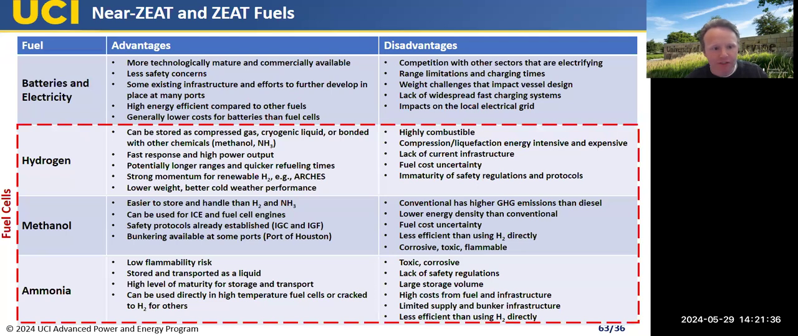On the other hand, hydrogen has a lot of flexibility with how it can be stored, produced, et cetera. Potentially, fuel cells could give you a faster response and higher power output. You could have longer ranges and quicker refueling times. On the other hand, there's safety concerns, both real and perceived. There's a lack of current infrastructure for hydrogen. There's uncertainty with cost, et cetera. So I'm just giving some high-level overview. These are the types of things we'll have more detail on in our report. Next slide.